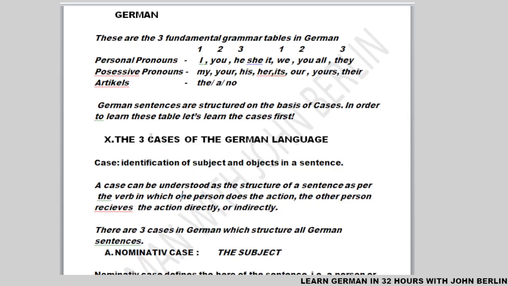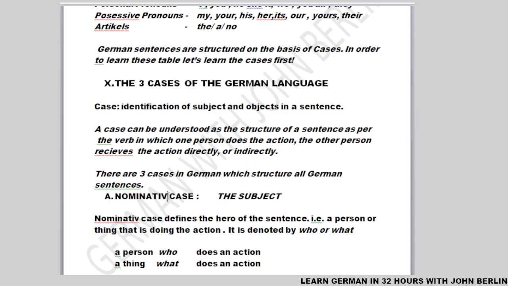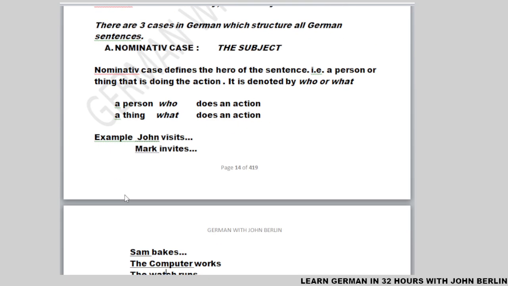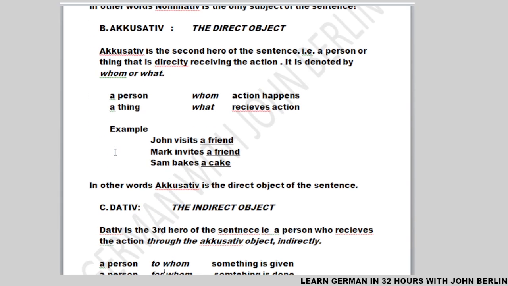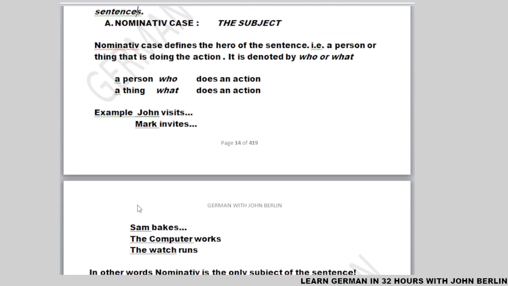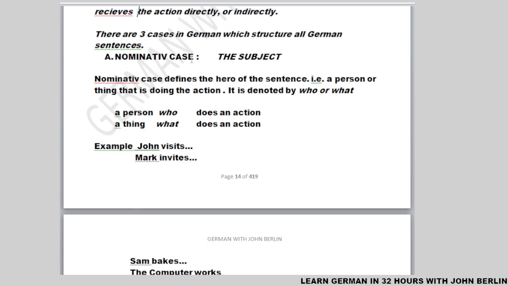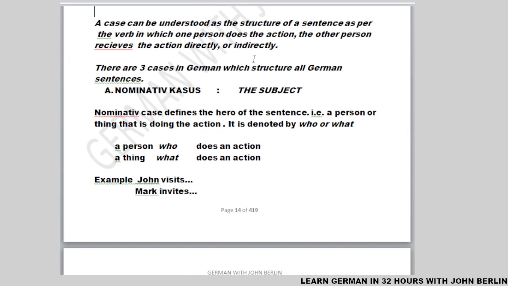So the first case in German is known as nominative case. The second case in German is called accusative case. And the third one is known as dative case. Perfect. So what do we call a case in German? It's actually known as Kasus. That's right, Kasus. So the first case we'll be talking about today is called nominative Kasus. In English, you could simply call it the subject.